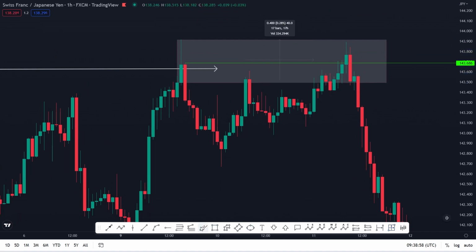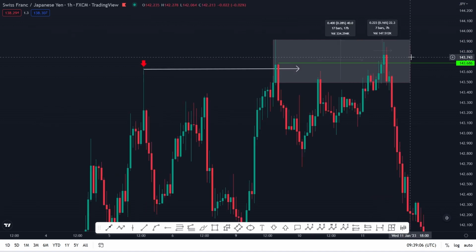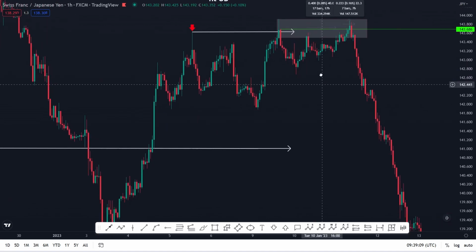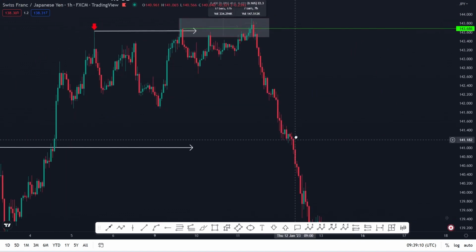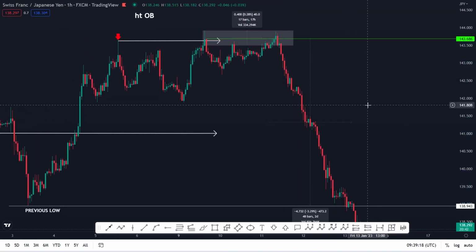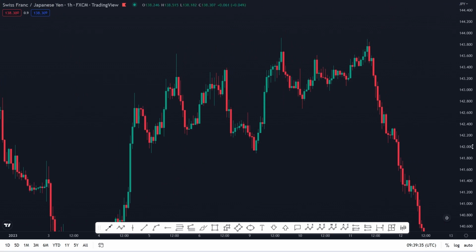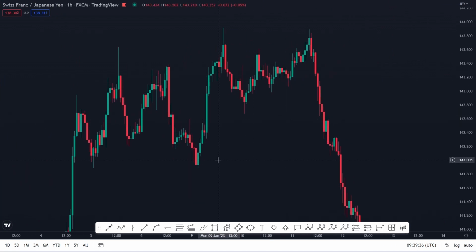So right now I will enter the market with a 22 pips stop loss, targeting this previous low here, which is around, I think, 400 pips. It's not bad at all. So before we move on, guys, I want to show you something, why I am so greedy when doing that.